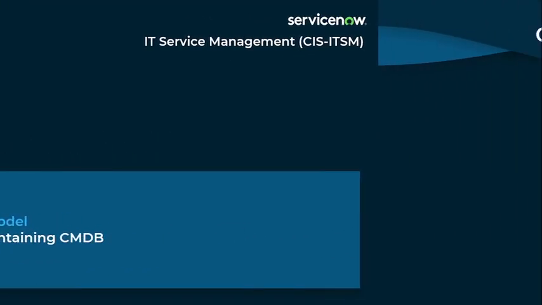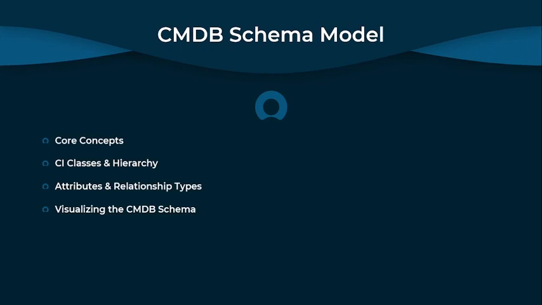CMDB schema model. The CMDB schema model is a structured representation of all configuration items and their attributes along with the relationships between these CIs. This schema model is essential for organizing and managing the data within the CMDB effectively.